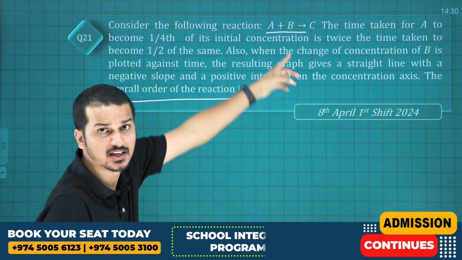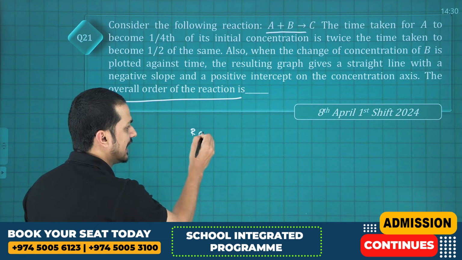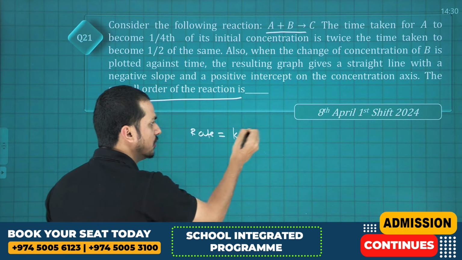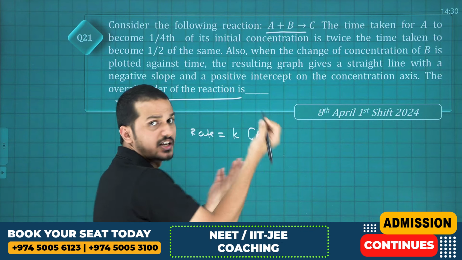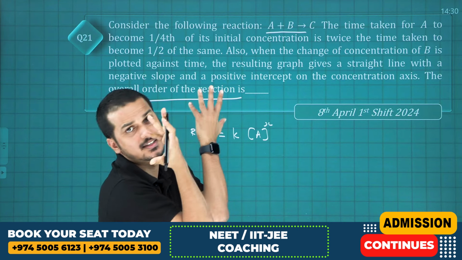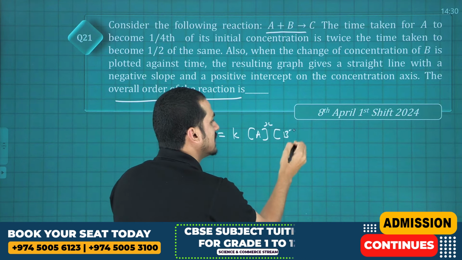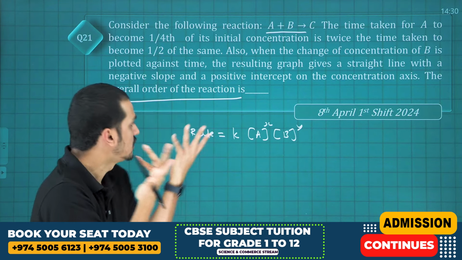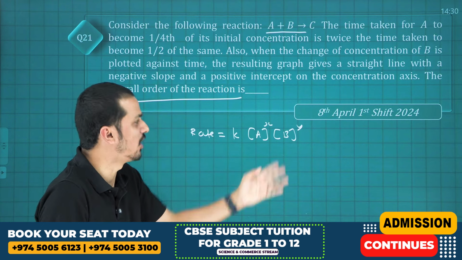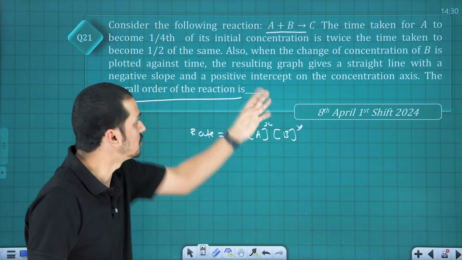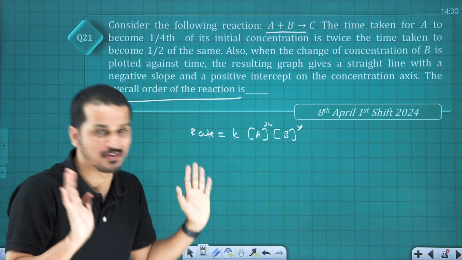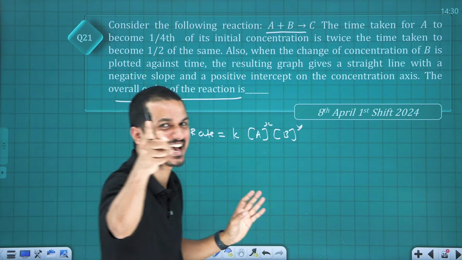From A plus B gives C, I can write rate equal to K into concentration of A raised to X, whose value we don't know, and B raised to Y, which we also don't know. To find out the power X and the power Y, they have given some ideas, and from that we have to find them out. Are you ready? Excited?